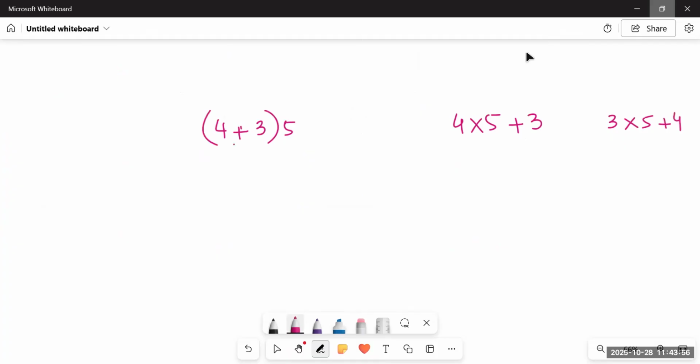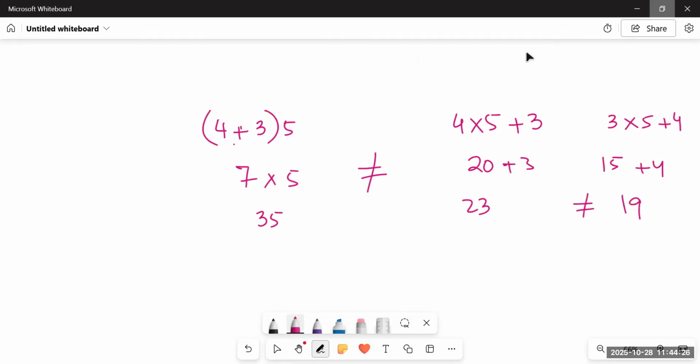Here in this case, 4 plus 3 is 7. First, I'm adding 4 with 3. Then I'm multiplying it by 5. So it gives me a total of 35. But what if, before adding, I multiply 4 by 5? So it gives me 20 plus 3, which is 23. So you can see that the two answers are not equal. Similarly, if I only multiply 3 by 5, it gives me 15, and then 15 plus 4 is 19. It's again different.